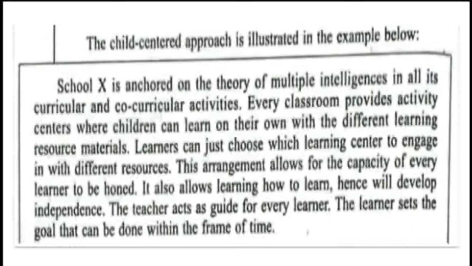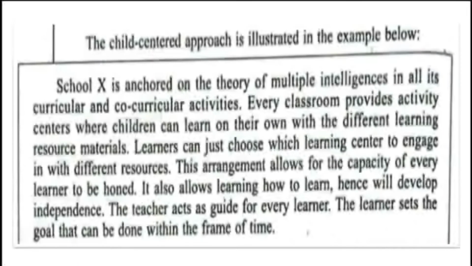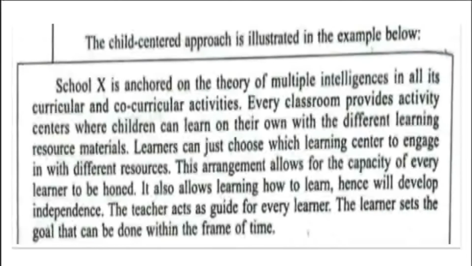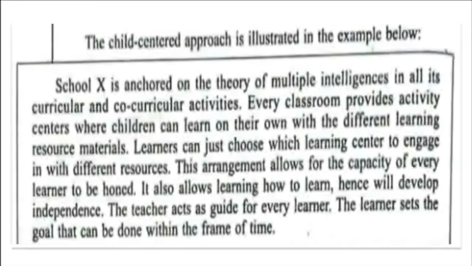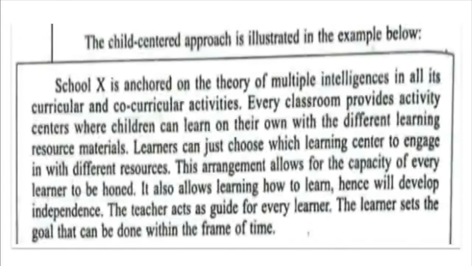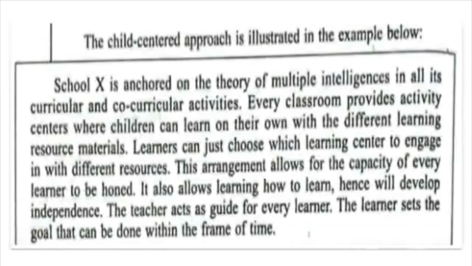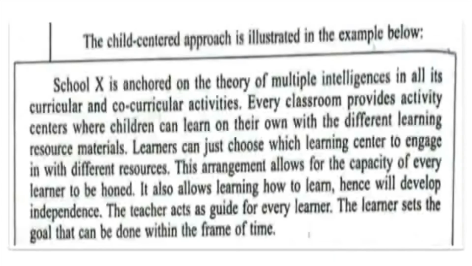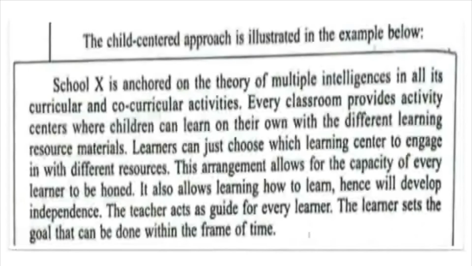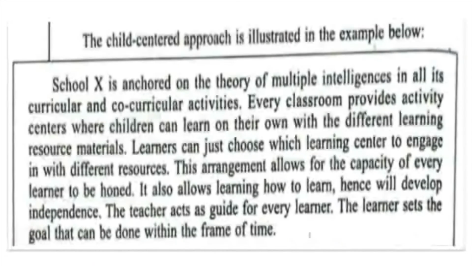The child-centered approach is illustrated in the example below. School X is anchored on the theory of multiple intelligences in all its curricular and co-curricular activities. Every classroom provides activity centers where children can learn on their own with the different learning resource materials. Learners can just choose which learning center to engage in with different resources. This arrangement allows for the capacity of every learner to be honed. It also allows learning how to learn, hence will develop independence.